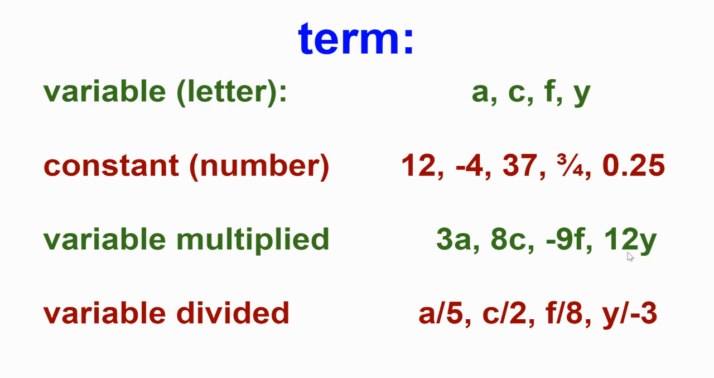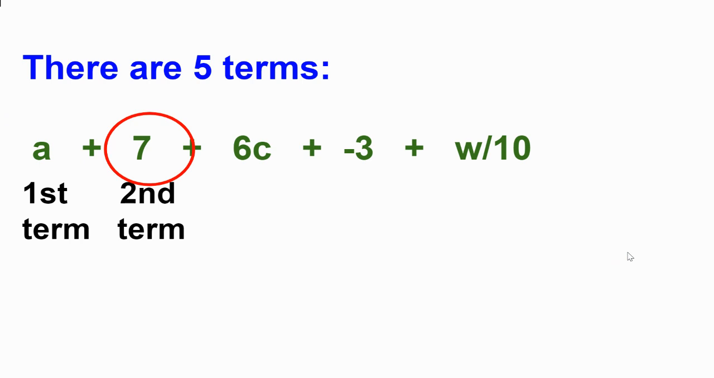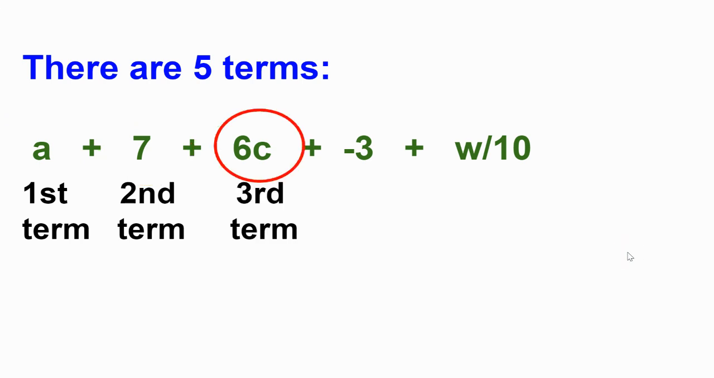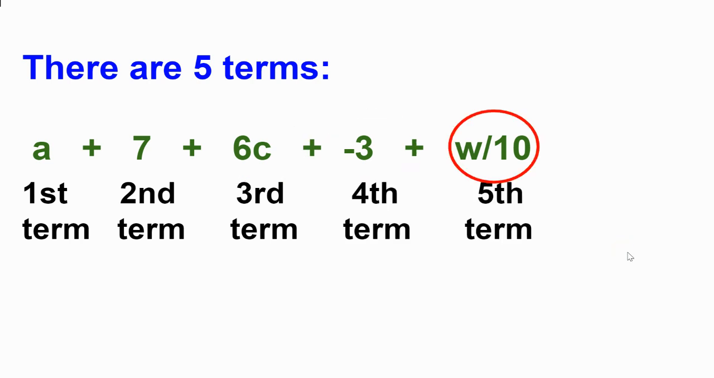Okay, but let's take a look. It's pretty simple. Here there are 5 terms. A is the first term. 7 is the second term. 6c is the third term. Negative 3 is the fourth term. And w divided by 10 is the fifth term. That's it. 5 terms there.